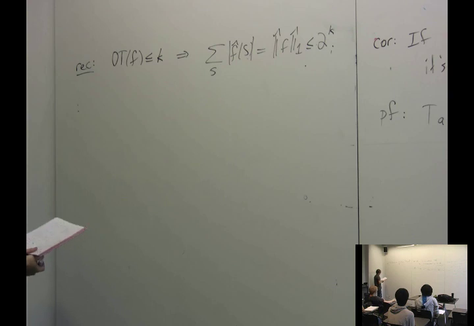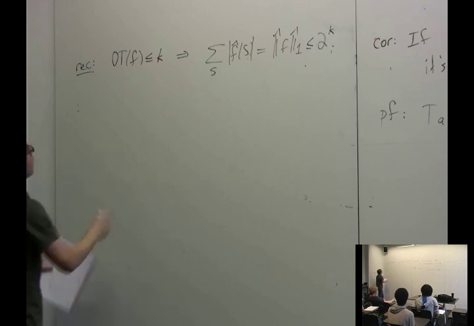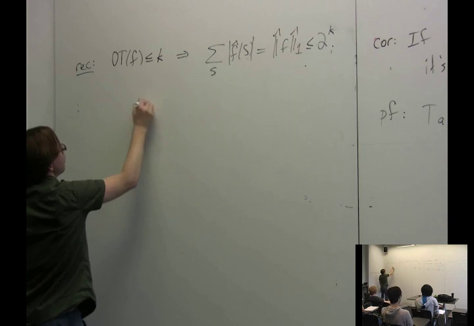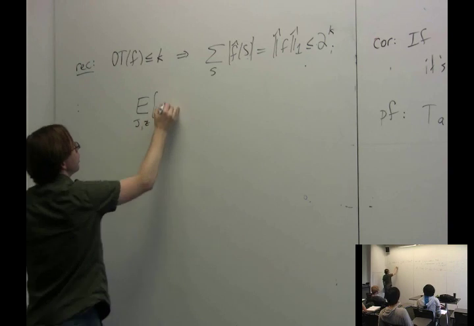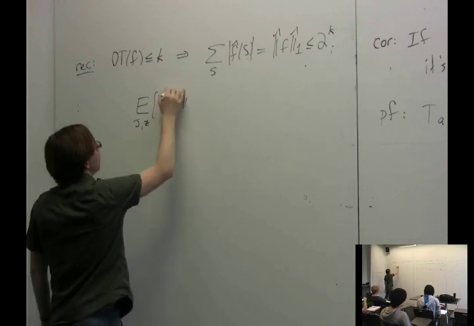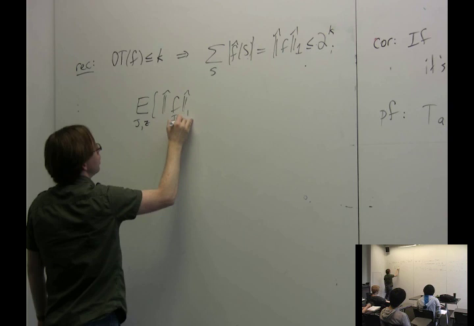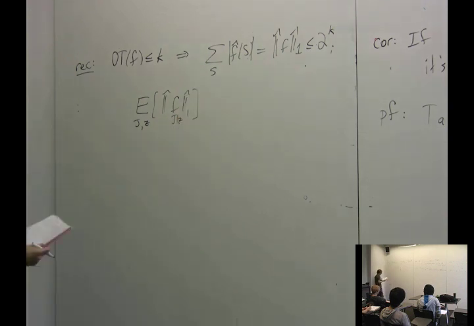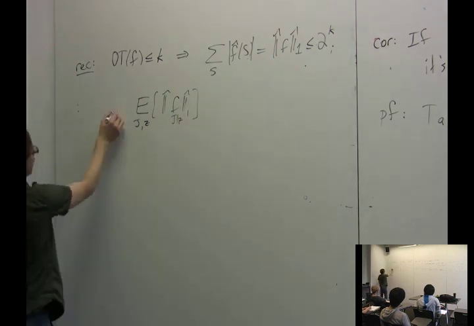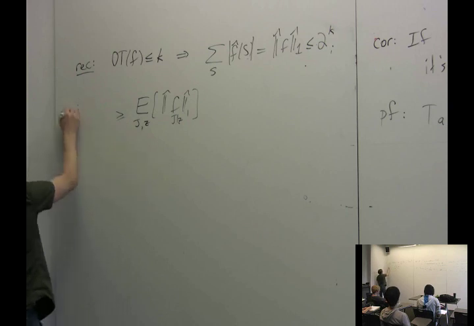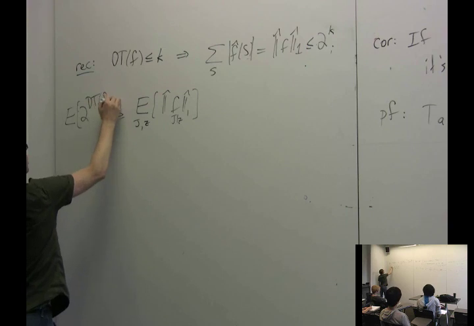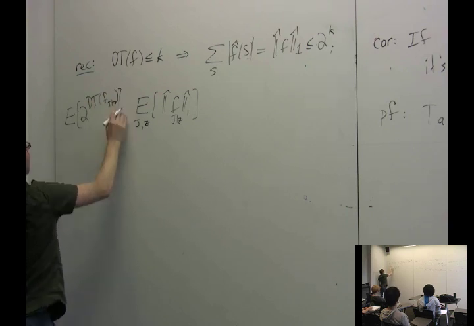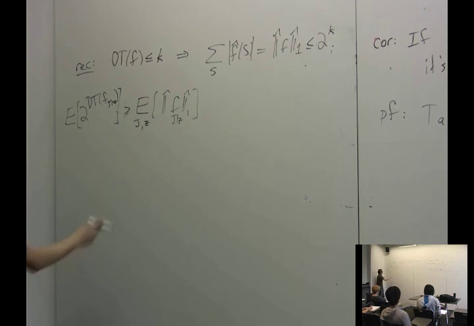So let's look at the expected value over a random restriction, delta random restriction, of the Fourier L1 norm of the restricted function. By this fact, this is less than or equal to the expected value of 2 to the decision tree depth of f, j, z, because this is always a bound on the Fourier L1 norm.